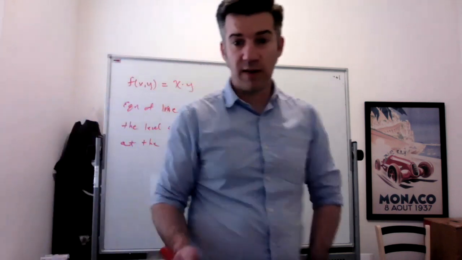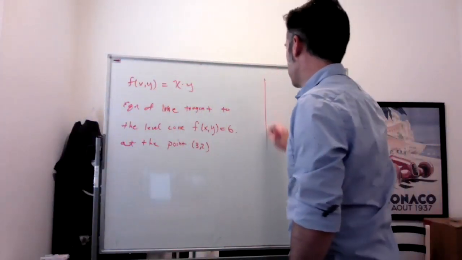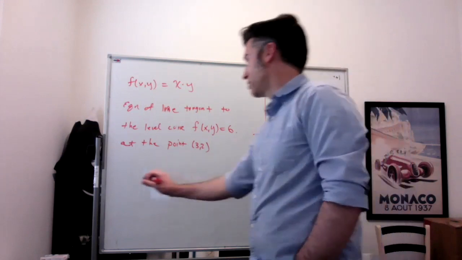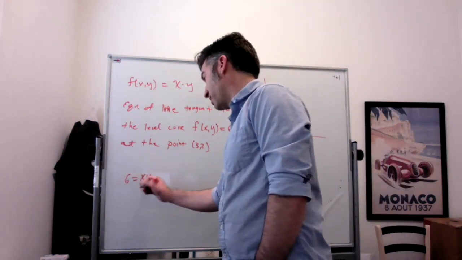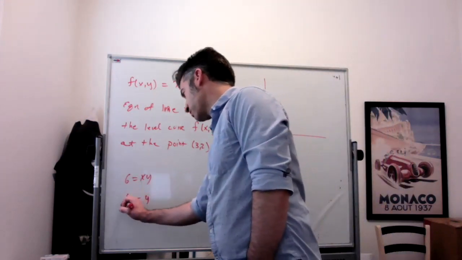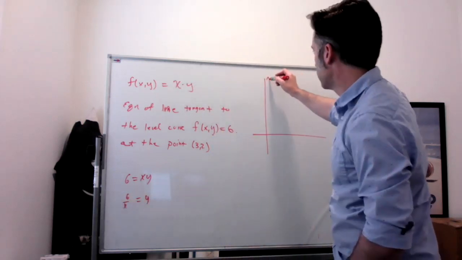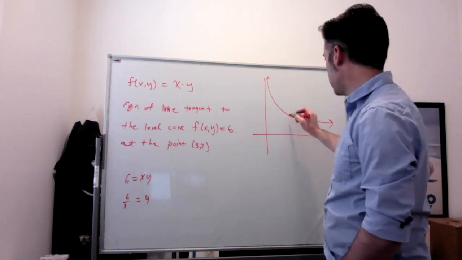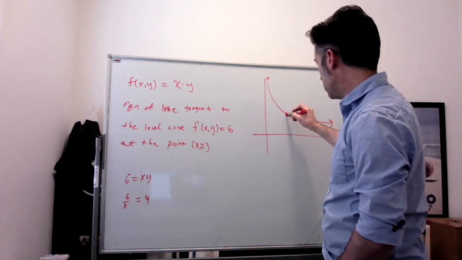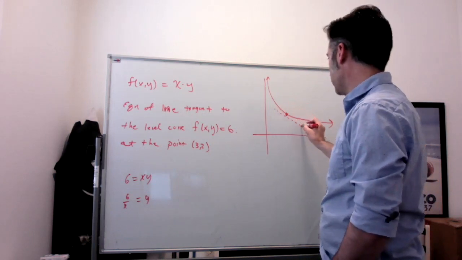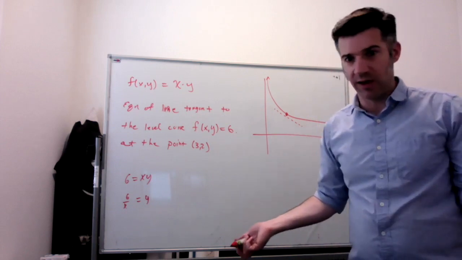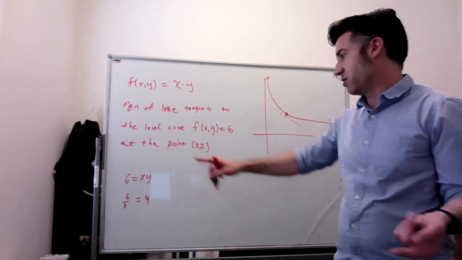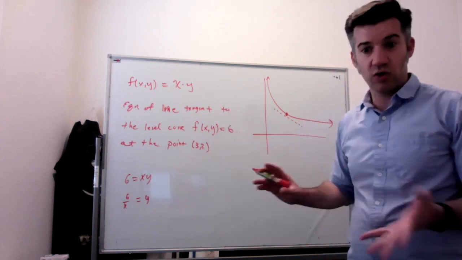Here's what we've got. We've got this graph. We've got 6 equal to xy. We could solve for y: 6 over x. It looks something like this. And at the point 3, 2, maybe we're right here. I want to find the equation of that tangent line. Well, could I do it the normal way, find the derivative of that and take the tangent line? Sure.